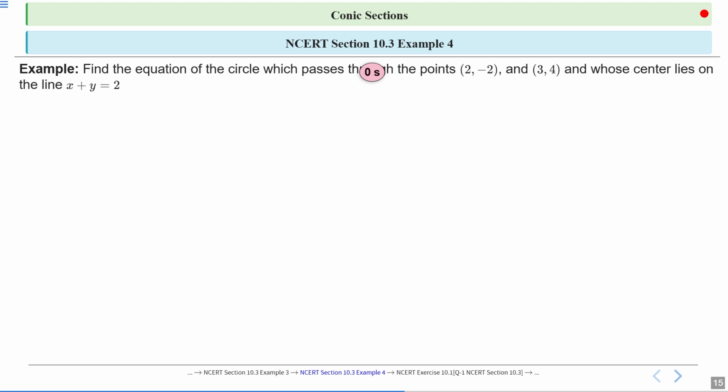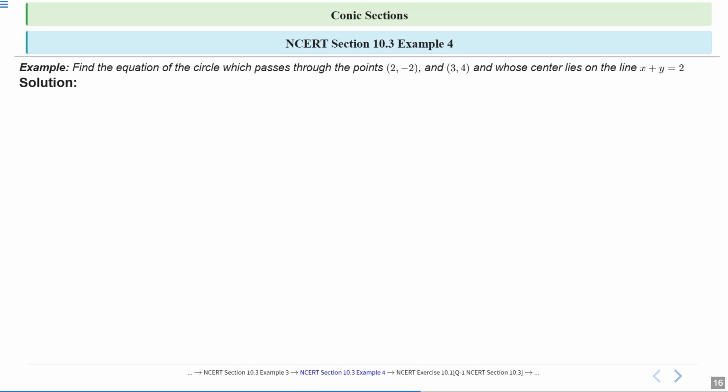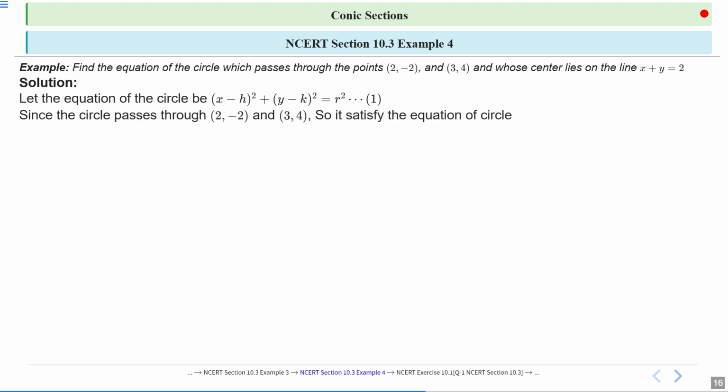Okay, students, now we will solve this example. First let the equation of the circle be x minus h whole square plus y minus k whole square equal to r square. I am naming this equation number 1. Since the circle passes through the points 2 comma minus 2 and 3 comma 4, they must satisfy the equation of the circle. So we obtain 2 minus h whole square plus minus 2 minus k whole square equal to r square, and 3 minus h whole square plus 4 minus k whole square equal to r square. Naming this equation number 2.